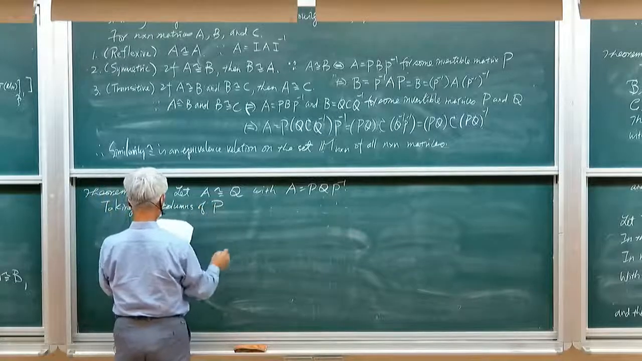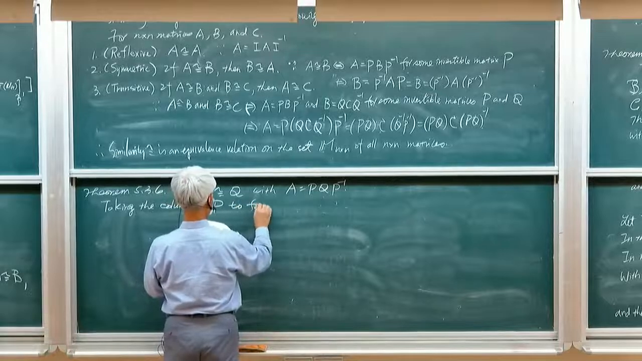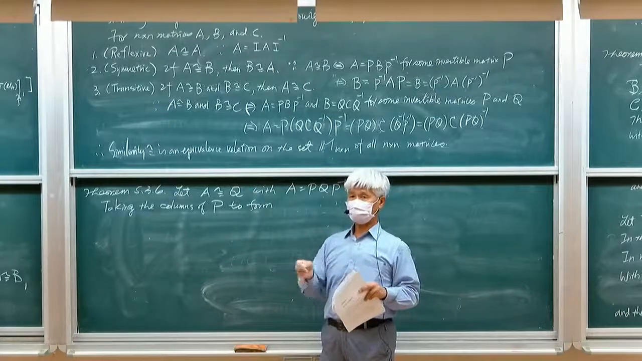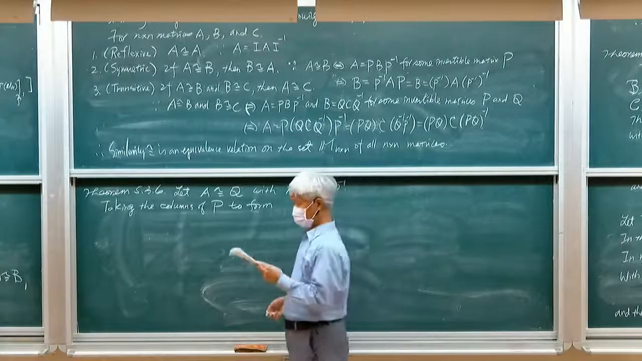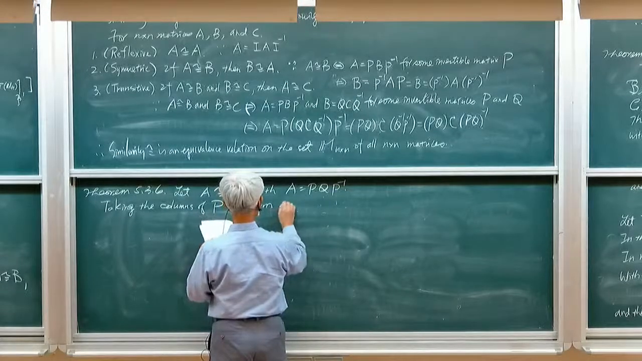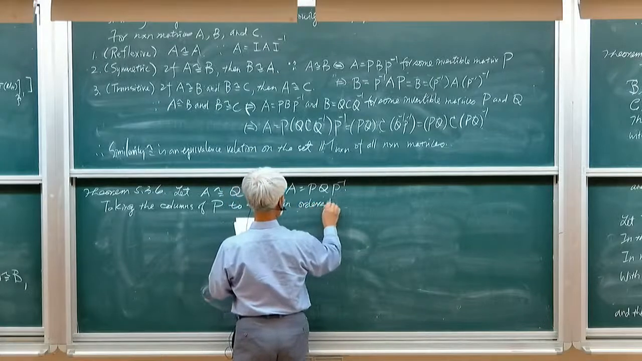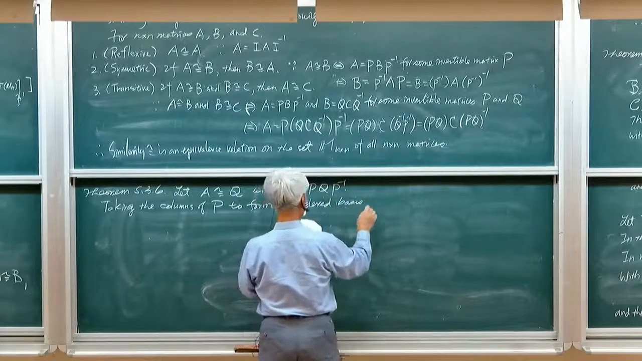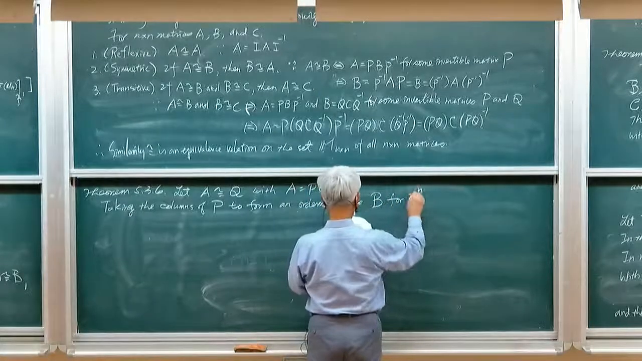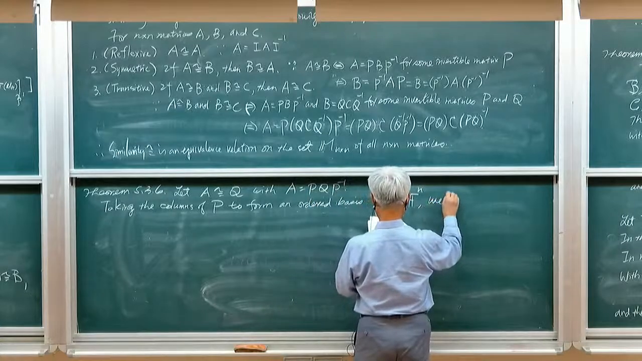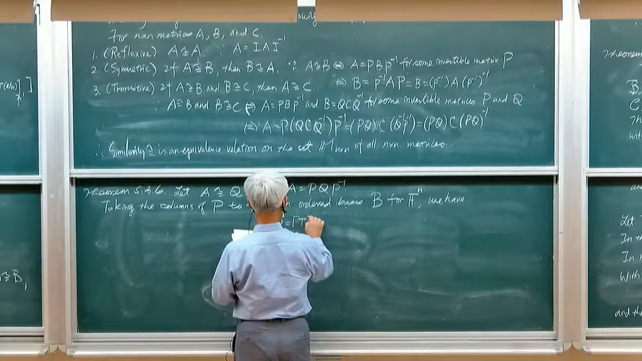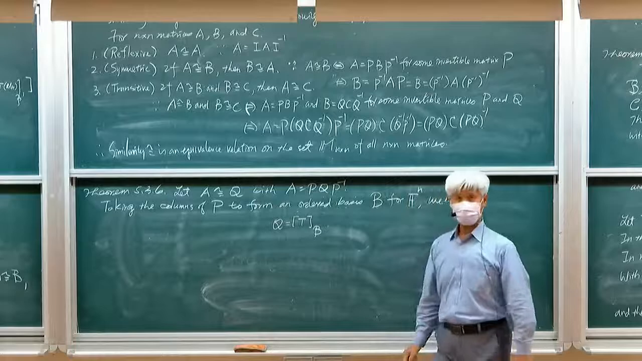Because P is invertible, by theorem 5.2.1 we know its columns form a basis for the Euclidean space. So taking the columns of P to form an ordered basis B for the Euclidean space, then we have Q to be T_B. Okay, so very interesting.